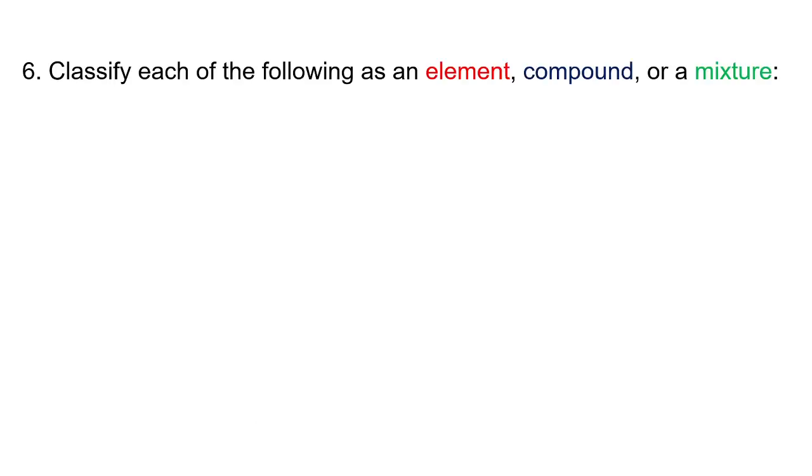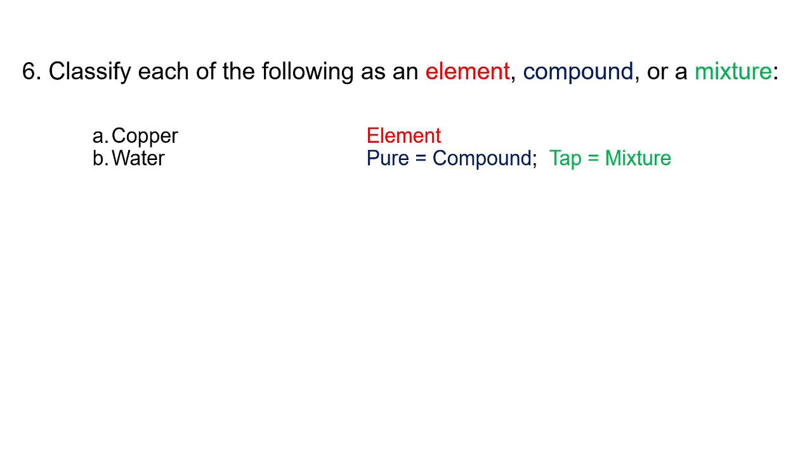Number 6, classify each of the following as an element, a compound, or a mixture. Well, the first example is copper. That's going to be an element. Water, if it's pure water, is going to be a compound. However, tap water or bottled water, which often have fortifying agents, or river water or stream water or ocean water, these aren't pure water, right? It's water mixed with other stuff. So we would have a mixture there.